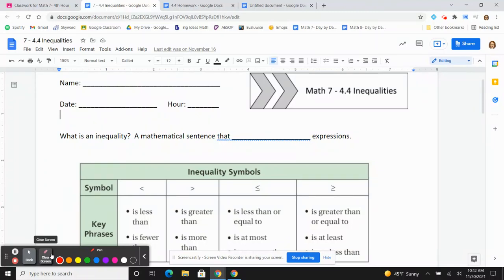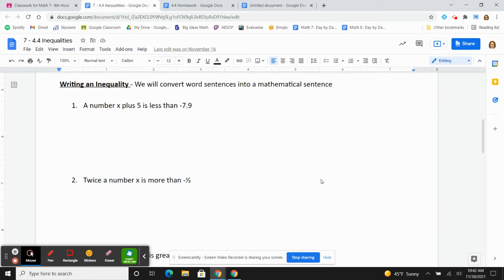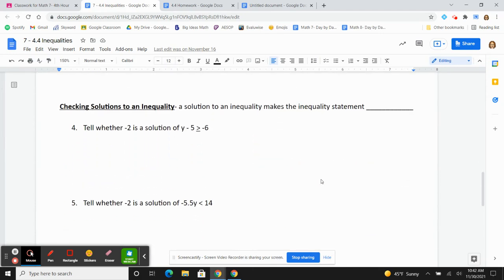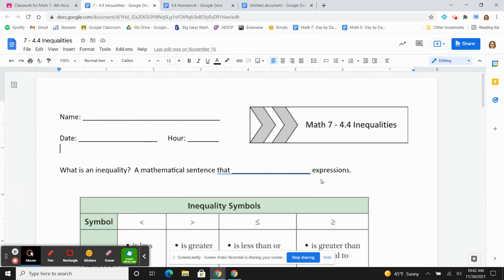Okay, so we are starting 4.4. We're going to be looking at inequalities. Instead of having an equal sign, now we're going to have an inequality, and we're still going to be solving some equations with an inequality in it. Today we're going to go over inequalities and review what they are, and then we're going to write some of them and check some solutions for some of them.